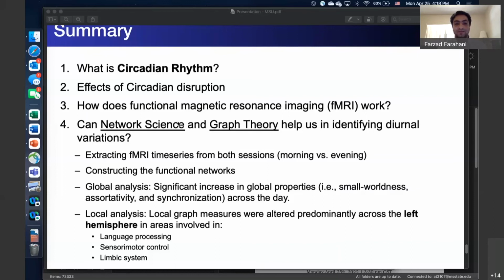And then finally, how network science and graph theory can help us in identifying these diurnal or daily variations, just assuming between morning and evening. We can make it more complicated, but for this presentation and the data that we had, I just considered 2 of the sessions: the morning 1 hour after waking time, and the evening sessions 10 hours after waking time. And in the graph theory part, number 4, I try to show how we can extract the fMRI time series from these sessions and how we can construct the functional networks based on these time series. And finally, those analyses like global analysis and local analysis that we can apply based on the constructed functional networks and see how the network properties can change across the day.